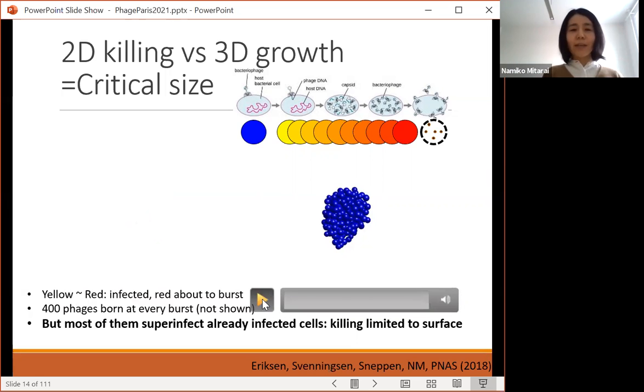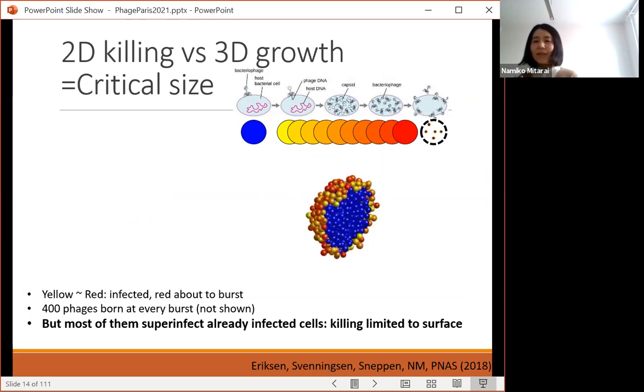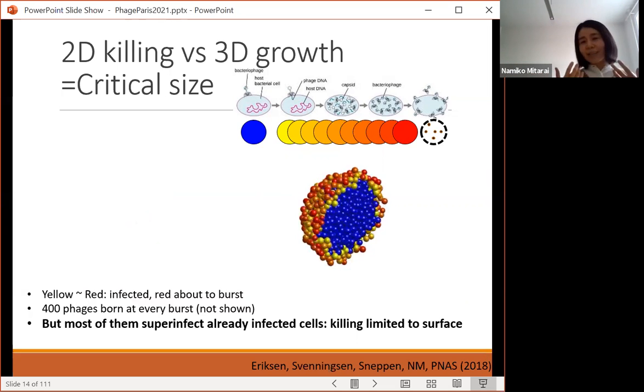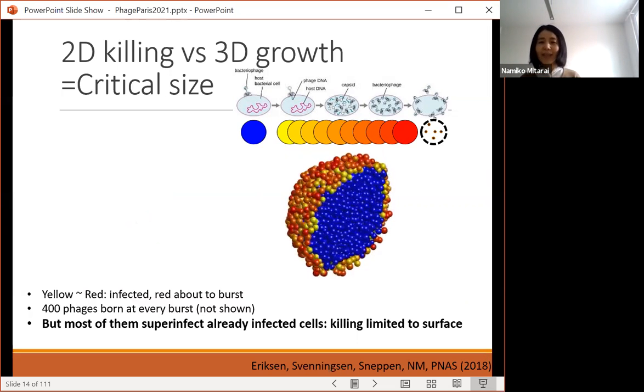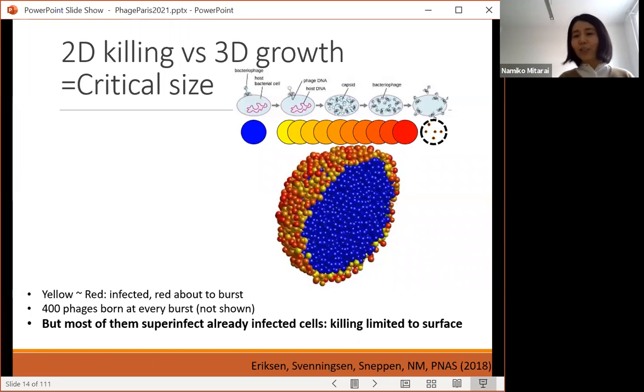And an even funnier thing is that if you do exactly the same simulation, but start with a little bit bigger colony, then this is what happens. Basically the cells inside are growing while the phage is trying to kill, but it is limited to the surface because of this absorption by the infected cells. So basically it's a two-dimensional killing versus three-dimensional growth. So there should be a critical size above which the colony actually stays alive, even though the attack is happening on the surface.